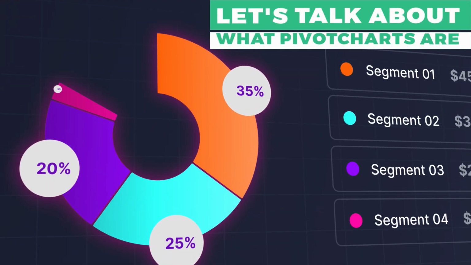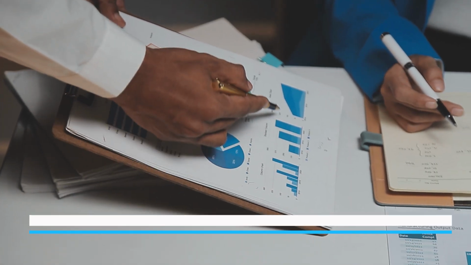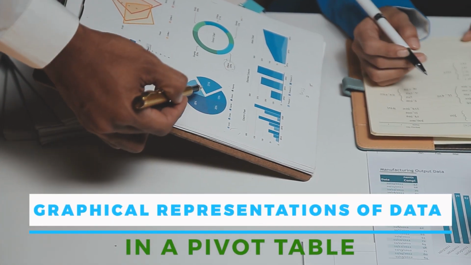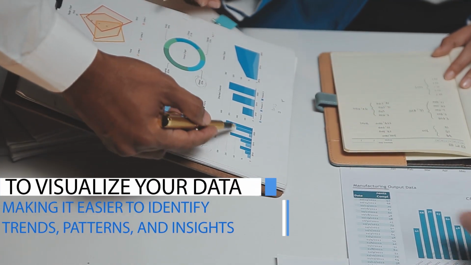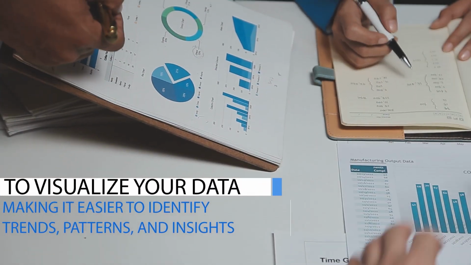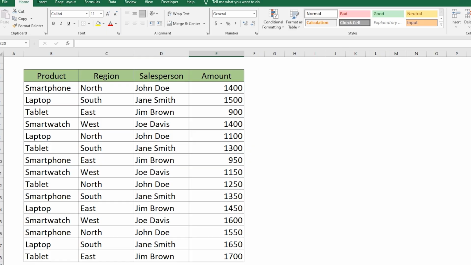Let's get started. First, let's talk about what PivotCharts are. PivotCharts are graphical representations of data in a pivot table. They allow you to visualize your data, making it easier to identify trends, patterns, and insights. You can create pivot charts from existing pivot tables or directly from your raw data.